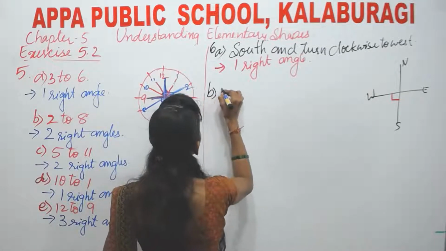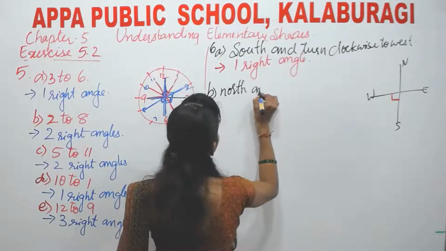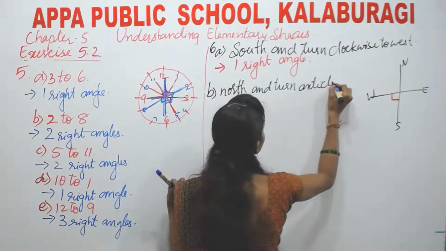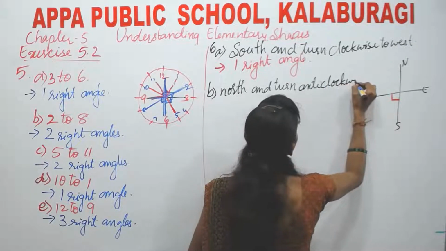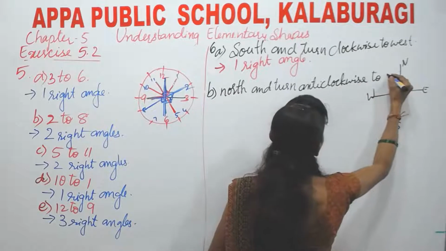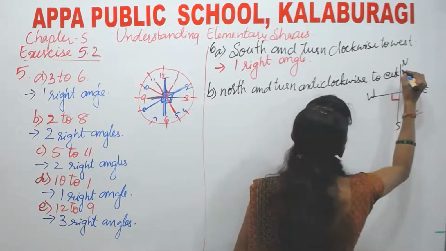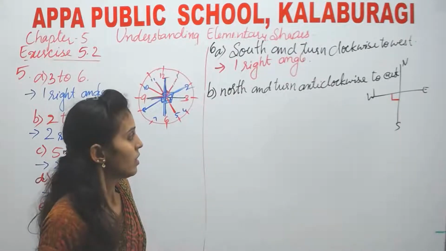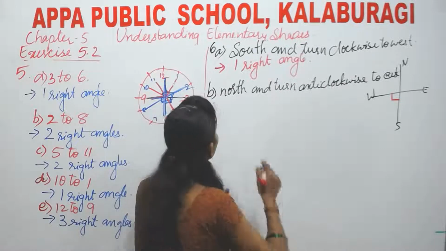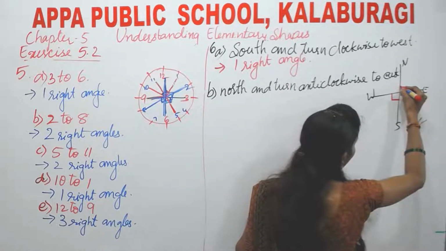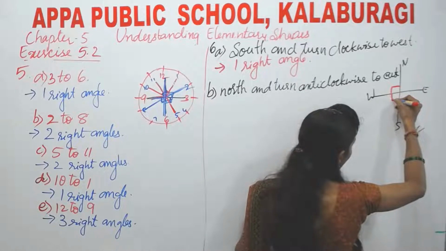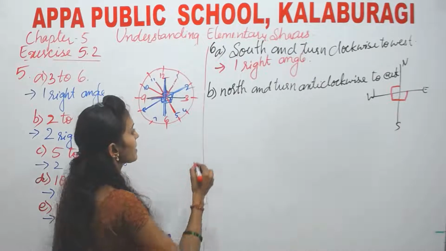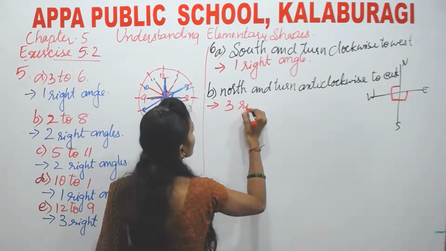North and turn anti-clockwise to face east. Right? So, north and turn anti-clockwise means like this. 1, 2, 3. This is east. Right? So, how many right angles? 3 right angles.